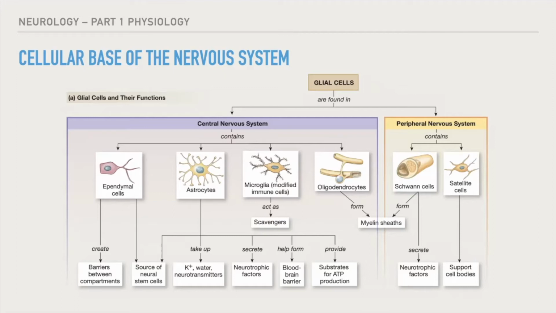oligodendrocytes, and these ones surround and myelinate axons in the central nervous system. And the ependymal cells line the ventricles in the brain and the central canal of the spinal cord. They are ciliated cells, and they are responsible for moving the CSF through the central canal of the spinal cord. In the peripheral nervous system, we can find the Schwann cells and the satellite cells. The Schwann cells have a similar function to the oligodendrocytes in the CNS, so they are responsible for producing the myelin sheaths that surround the axons. And the satellite cells basically support the cell bodies.